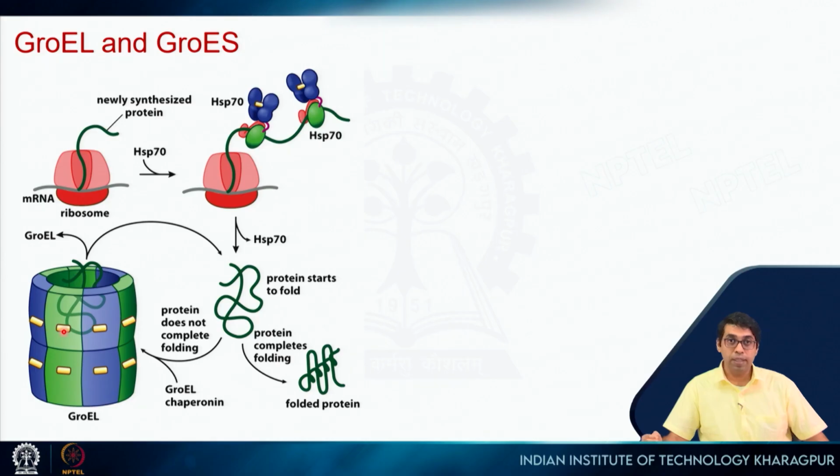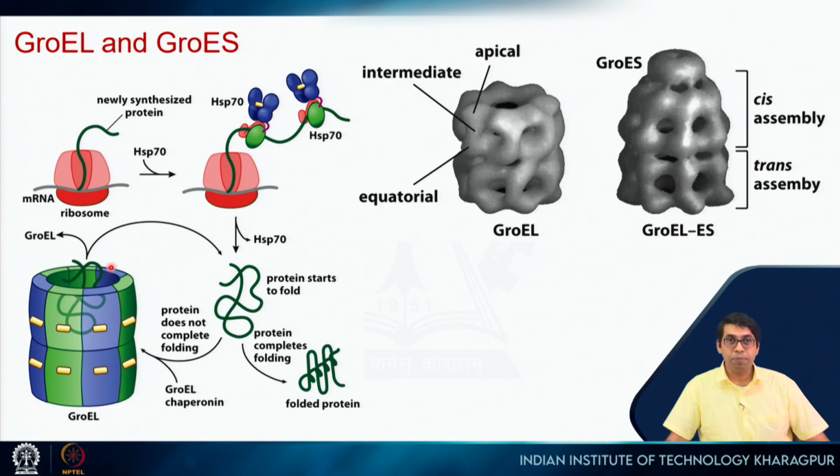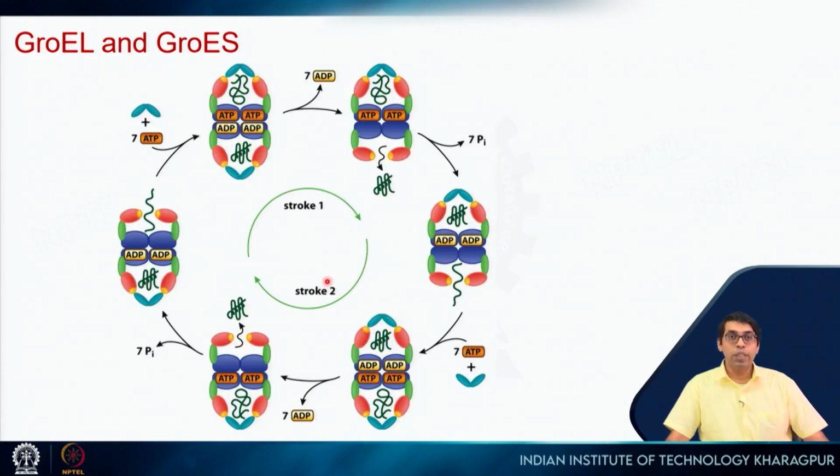So ATP is hydrolyzed to ADP, which provides energy, and that energy is used to change the shape of this big barrel. So what it does, I'll come to that. This is a cryo-EM structure of GroEL, right? And you can see that it looks very similar to this, and then on top of that there is this small structure which looks like a lid. This is GroES. So GroEL and GroES help in protein folding like this.